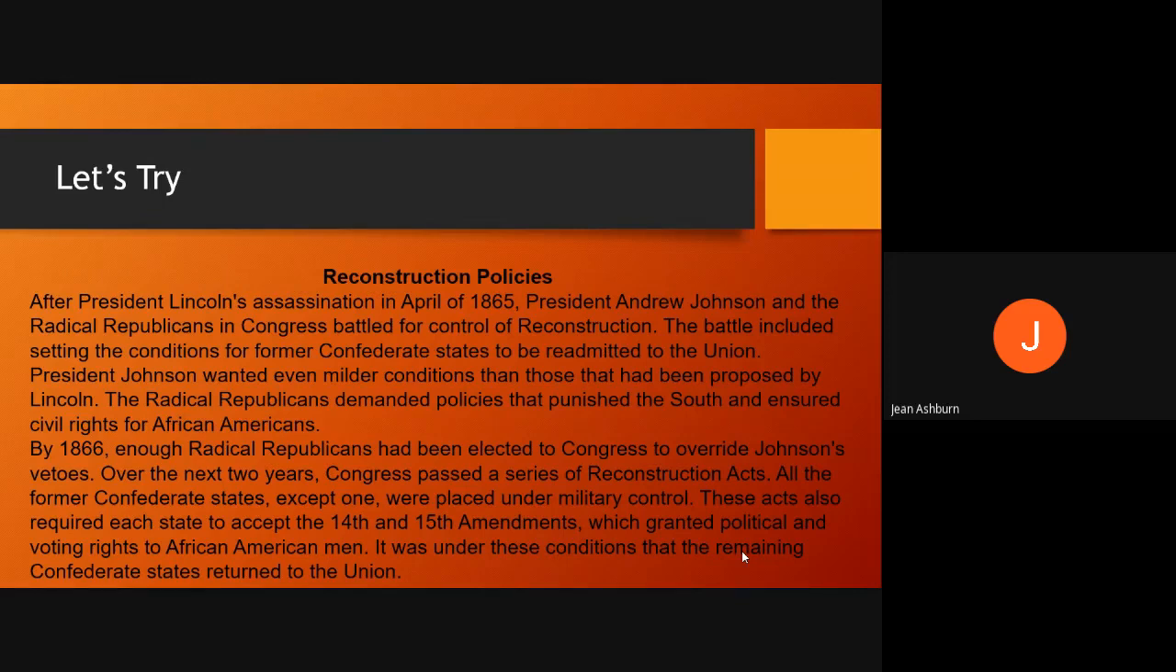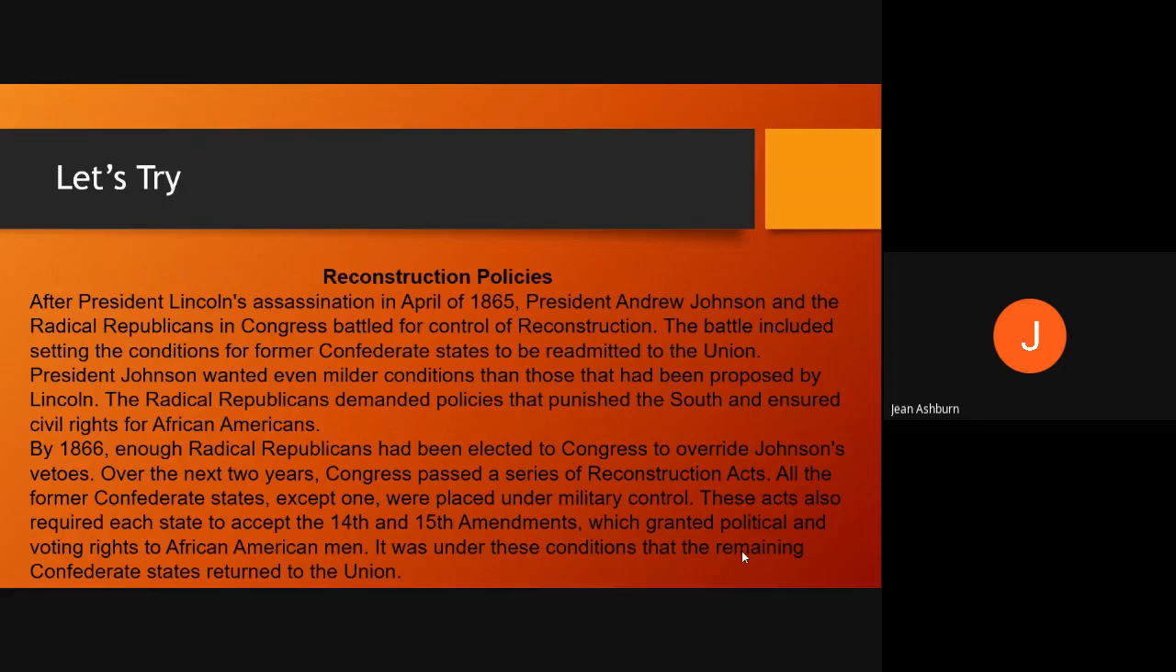Here's an article on Reconstruction policies. After President Lincoln's assassination in April of 1865, President Andrew Johnson and the radical Republicans in Congress battled for control of Reconstruction. The battle included setting the conditions for former Confederate states to be readmitted to the Union. President Johnson wanted even milder conditions than those that had been proposed by Lincoln. The radical Republicans demanded policies that punished the South and ensured civil rights for African Americans. By 1866, enough radical Republicans had been elected to Congress to override Johnson's vetoes.